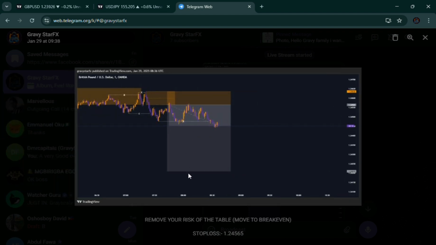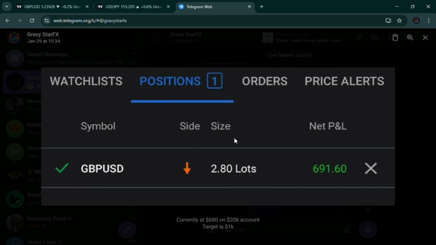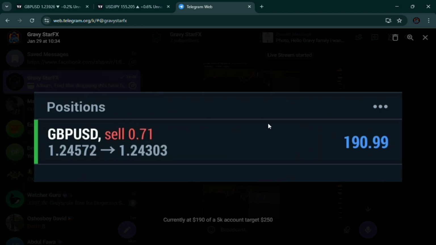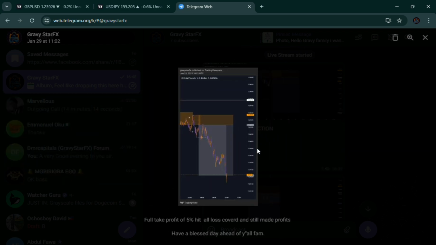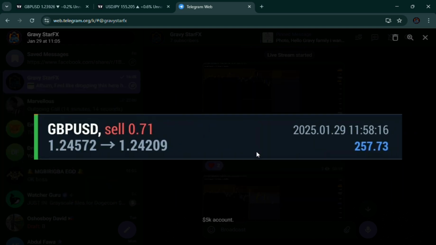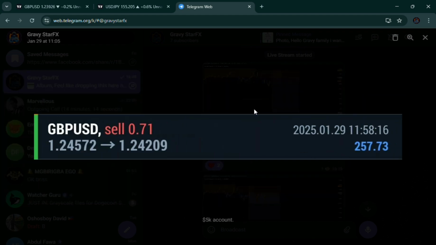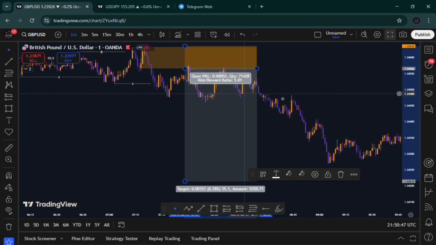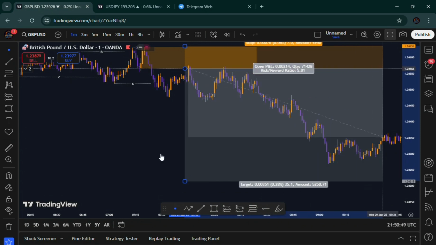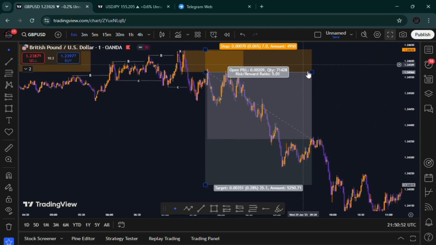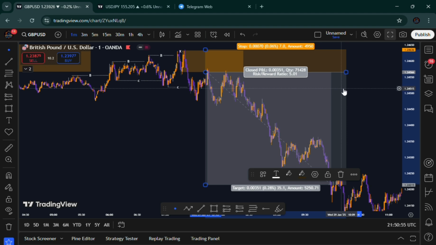All right, I asked everyone to remove your risk off the table, which is move to break even. While I was running profits, $600 in profits on a 5K account, I was at 190, and this is when I hit full take profit. This is it, the full take profit here, roughly 1K and $257 on a 5K account, while there's a 20K account. So that's it here on GBP/USD. This is how I was able to make $1,200 selling on GBP/USD.